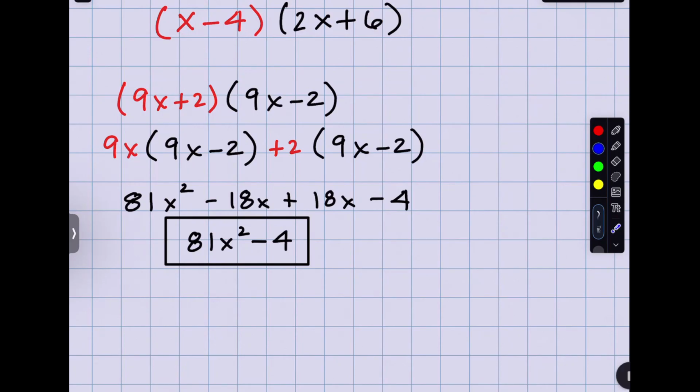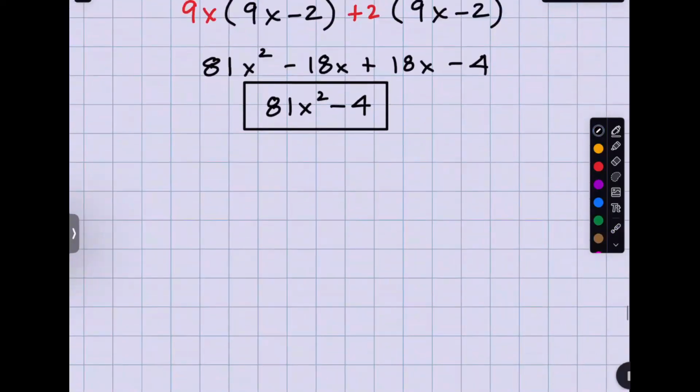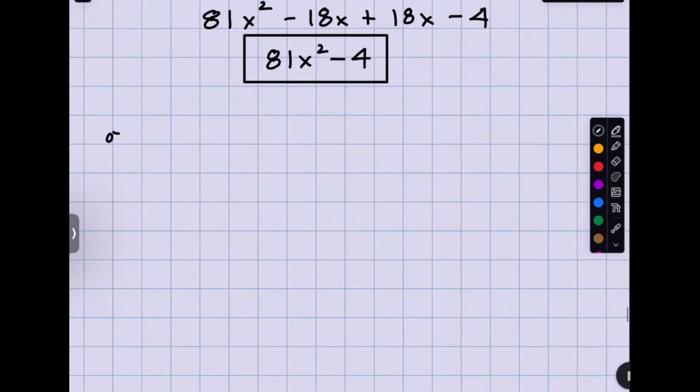Because in FOIL, you get exactly the same thing. Same four terms. This is your first, this is your outer, this is your inner, this is your last. That's the OI that goes away. Okay? Okay, let's try another example.